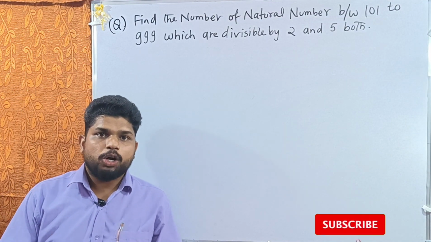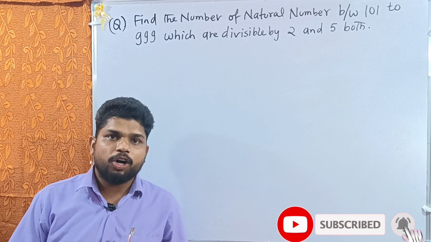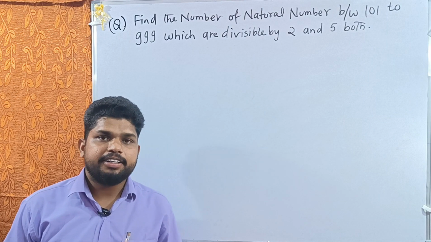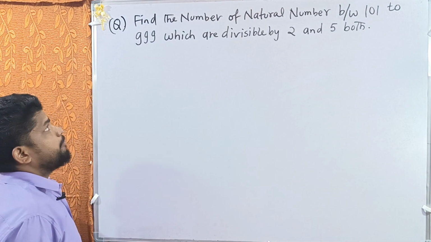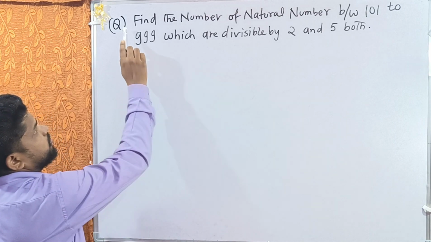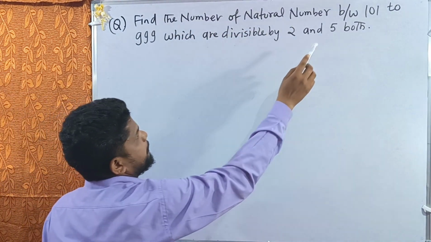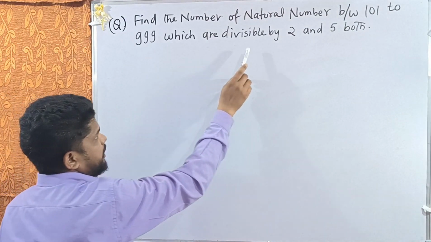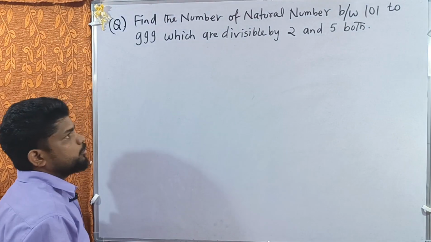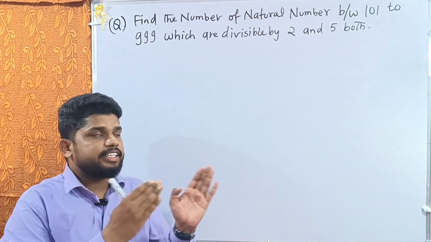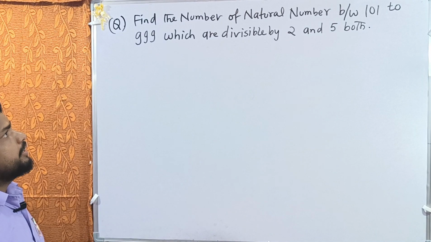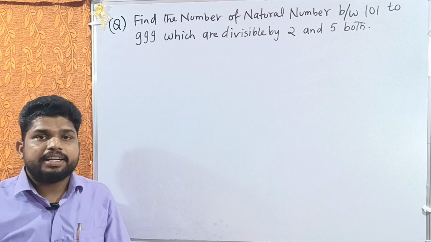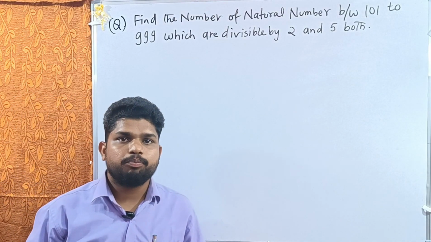Dear students, solving word statement problems has always been crucial for the examination. So keeping this in mind, I have come up with one more example. The question is: find the number of natural numbers between 101 and 999 which are divisible by 2 and 5 both. In this question we have to find the numbers which lie between 101 and 999 which are completely divisible by both 2 and 5.